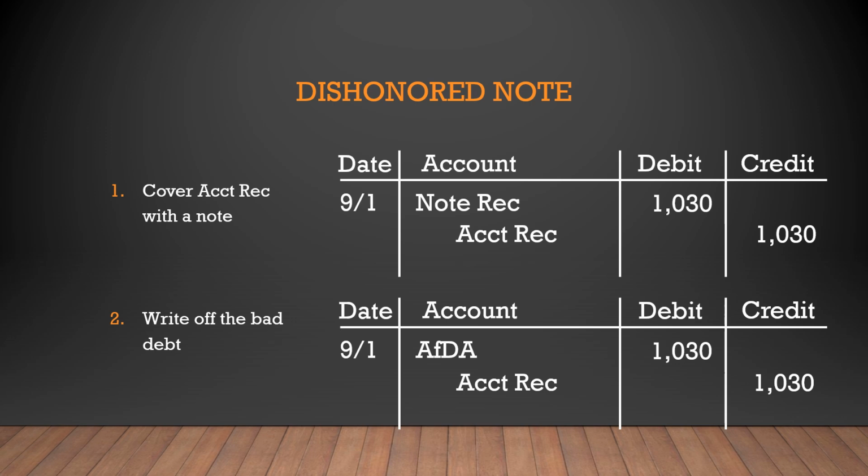Know that allowance for doubtful accounts can only be used to write off delinquent AR amounts, not notes. This is why we immediately put the dishonored note into accounts receivable. If we're going to write it off, doing so is easier if it's already in AR.